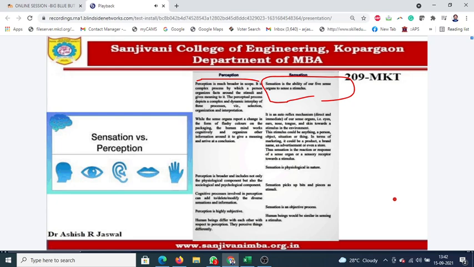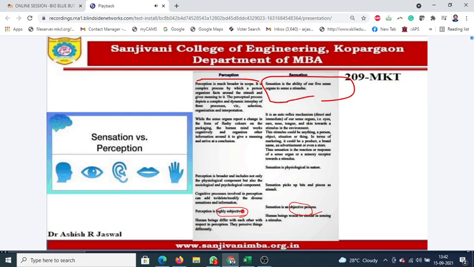Because human mind is different, the reason is each and every individual has varying capacities and capabilities. Our backgrounds are diverse. Physiological process, sociological factors like culture, subculture, social class, these are different. So while sensation is an objective process, perception is going to be highly subjective. That is what we need to look into.